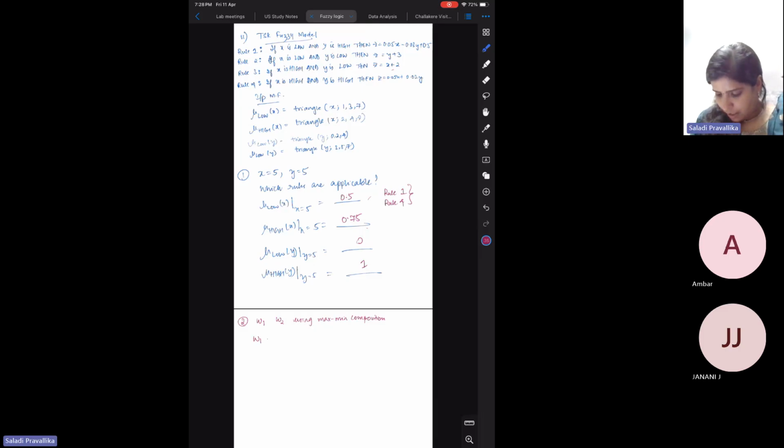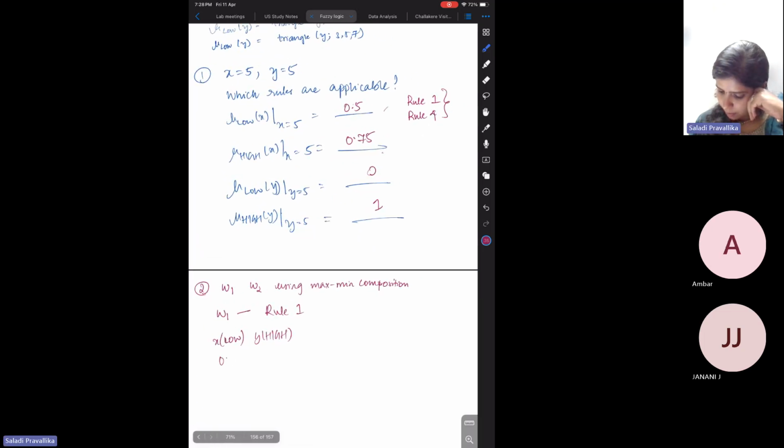For W1, let us assume it is coming from rule 1. For rule 1, we are taking X is low and Y is high. For X low, the value is 0.5. For Y high, it is 0.75. Since we are using max-min composition, we take the minimum of 0.5 and 0.75, which is equal to 0.5. So W1 is 0.5.